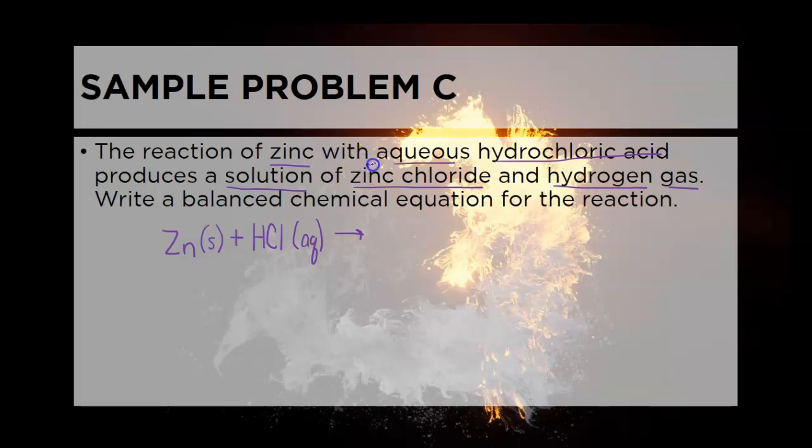+2, good. And chlorine has -1. So what do you think my formula would look like for zinc chloride? Zinc's +2, chlorine's -1. You got it, ZnCl2. And it's a solution, so I'm going to use AQ.